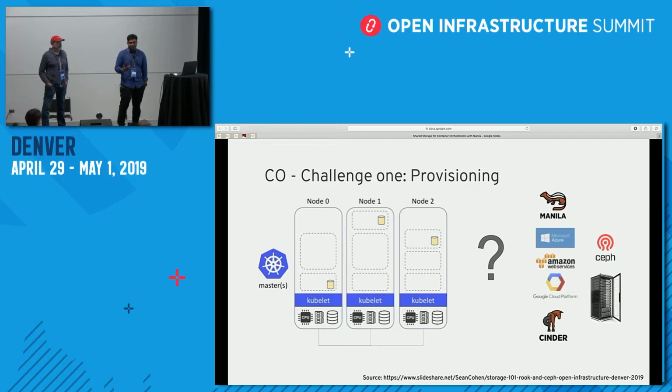So the first challenge, of course, is provisioning. And this is an ancient, antiquated challenge, which we know how to solve very well.